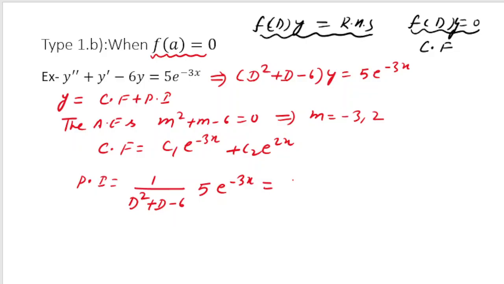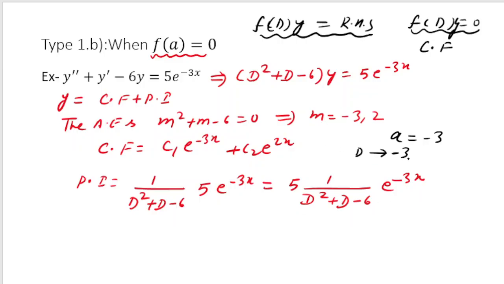So 5 is a constant which I take out of the operator, and I write 1/(D² + D - 6) operating on e^(-3x). But what I want you to note is, what is a here? a here is -3. So if you replace D by -3, what will happen? (-3)² + (-3) - 6, so this will be 9 - 9, which is equal to 0.